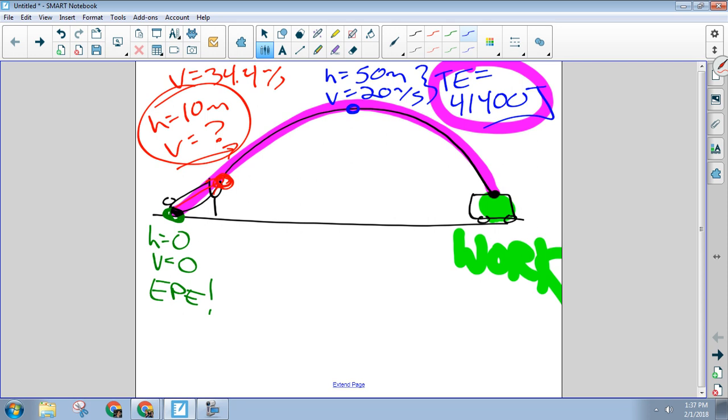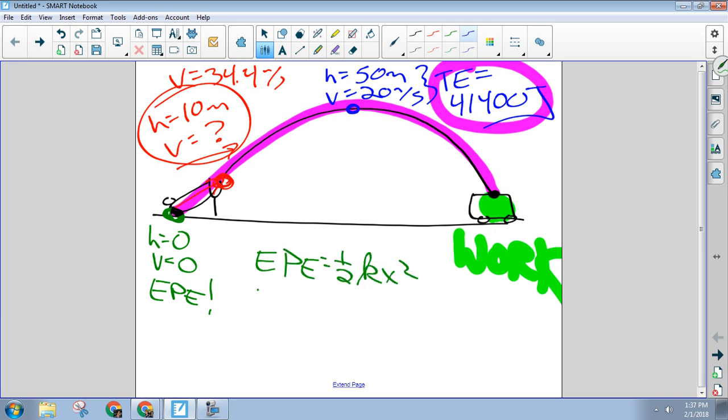No, part B says, what's the spring constant of the rubber band, right? Okay, so to find that spring constant, I need to be thinking about the elastic potential energy, right? So, my GPE is 0, my KE is 0. What's my total energy down there at the green dot, you guys? 41,000, right? So what's the EPE at the green dot? 41,000, right?